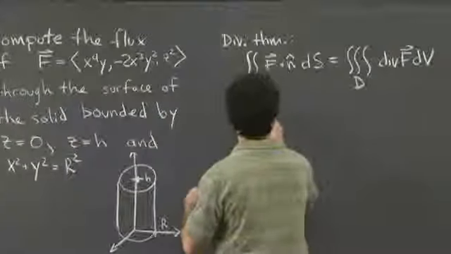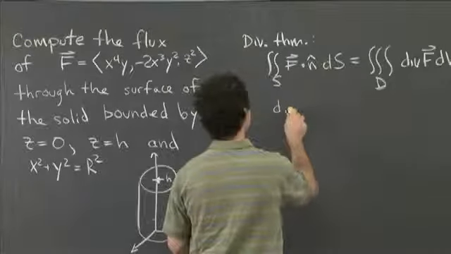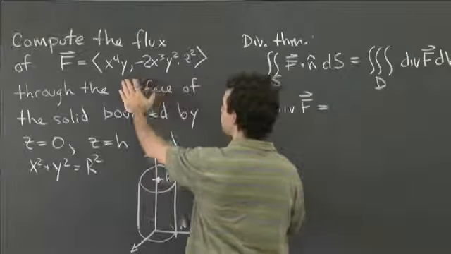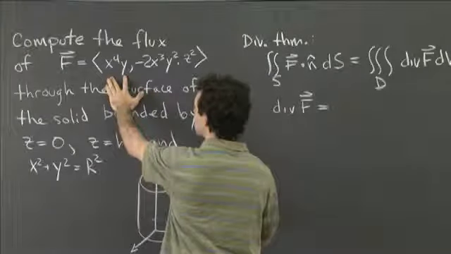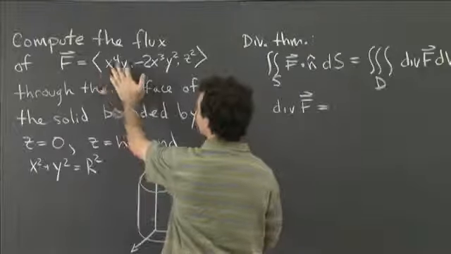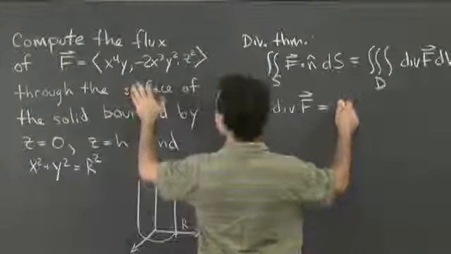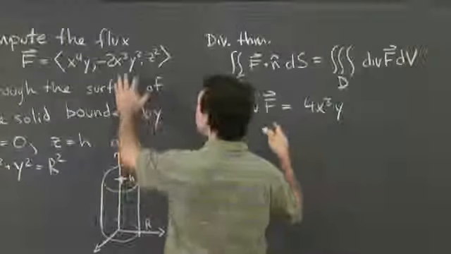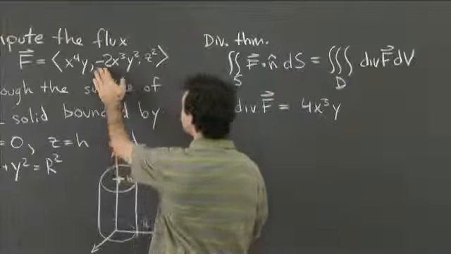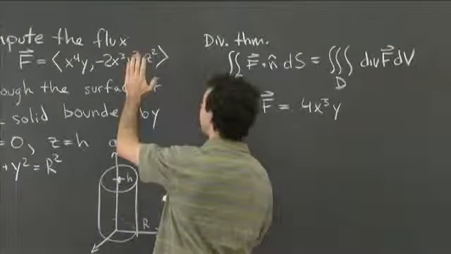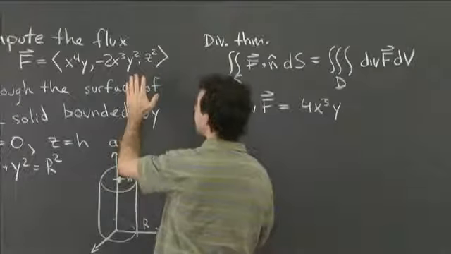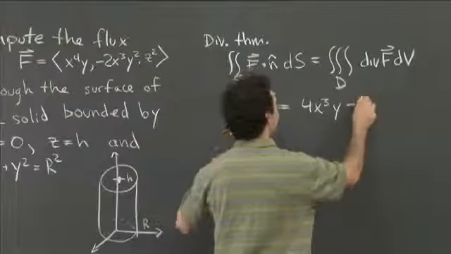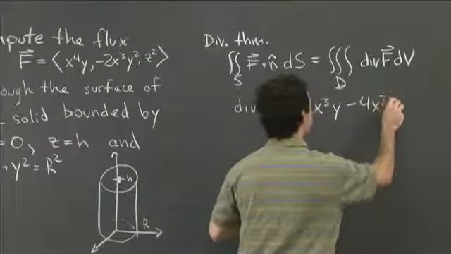So let's compute div F first, so we know what the integrand is. So div F. All right. We need to look at the components of F, and so we need to take the partial of the first one with respect to x. So that's x to the fourth y with respect to x. That's 4x cubed y. We just treat y as a constant. Okay, so now we come back and we need to look at the second one. It's minus 2x cubed y squared, and we take its partial with respect to y. So that's going to be minus 2x cubed times 2y, so that's minus 4x cubed y.